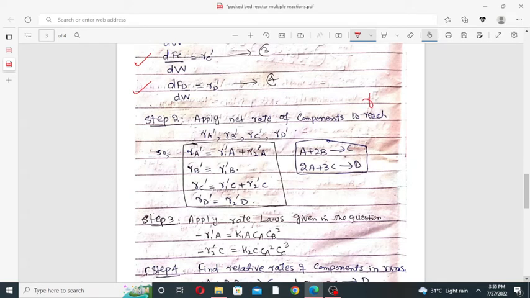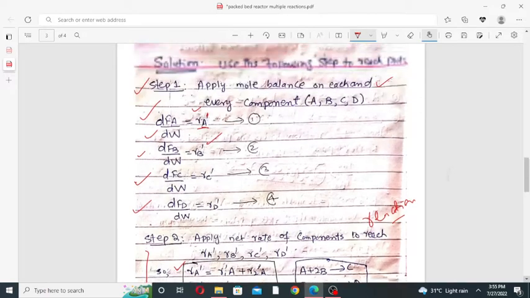So to each reaction, apply the net rate of component. So apply the net rate of component A. The net rate of component A in reaction number 1 and reaction number 2 is RA dash, because as you see, A is present in reaction number 1 and reaction number 2.